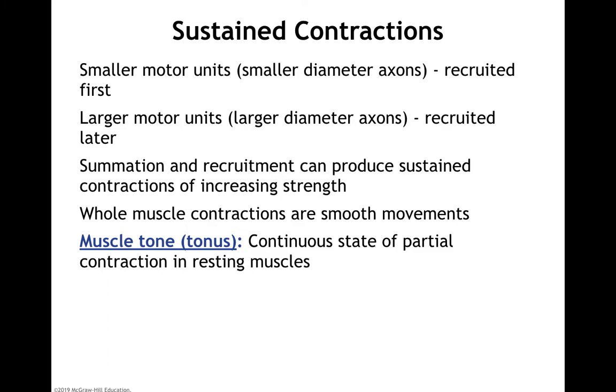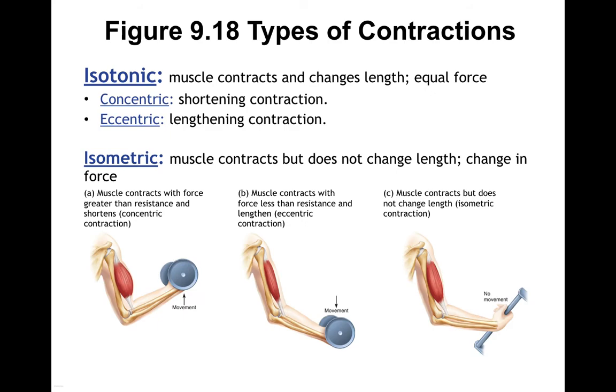And keep in mind that whole muscle contractions are smooth muscle movements. There's always some tone to the muscle. It's always in a partial contraction state in a resting muscle. We call that muscle tone or tonus, and that helps to make sure they're ready to go when we need them to go. There are a couple of different types of contractions.